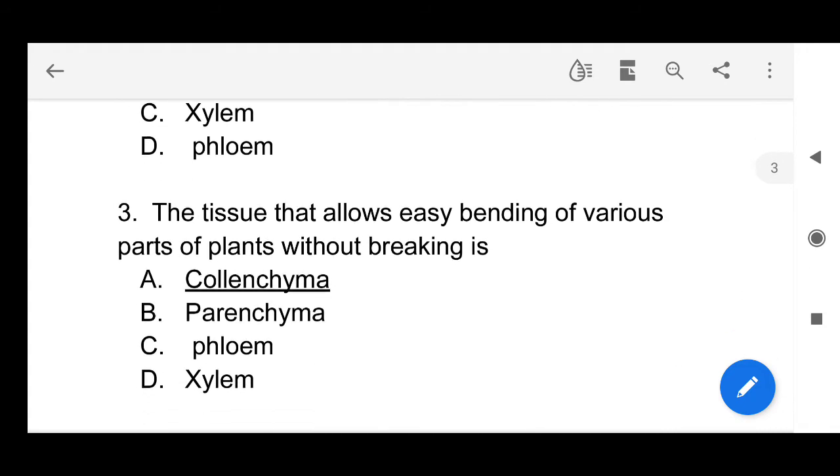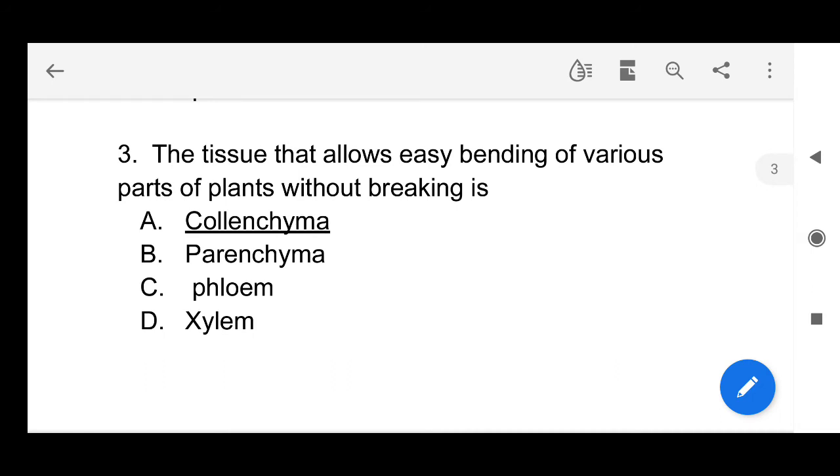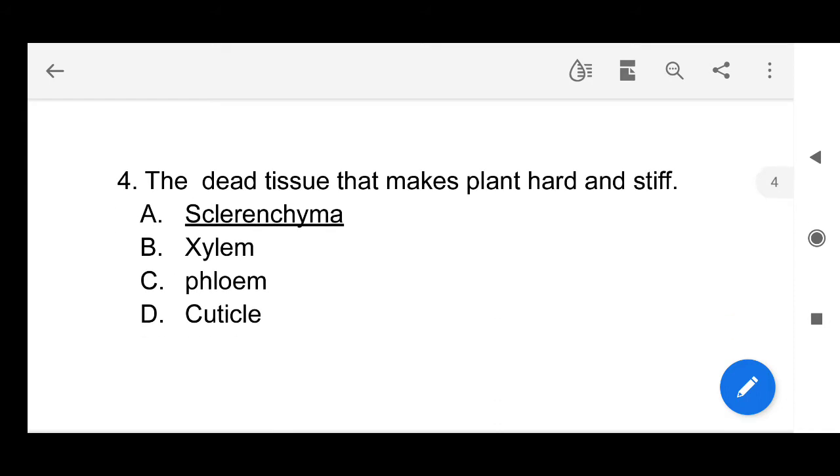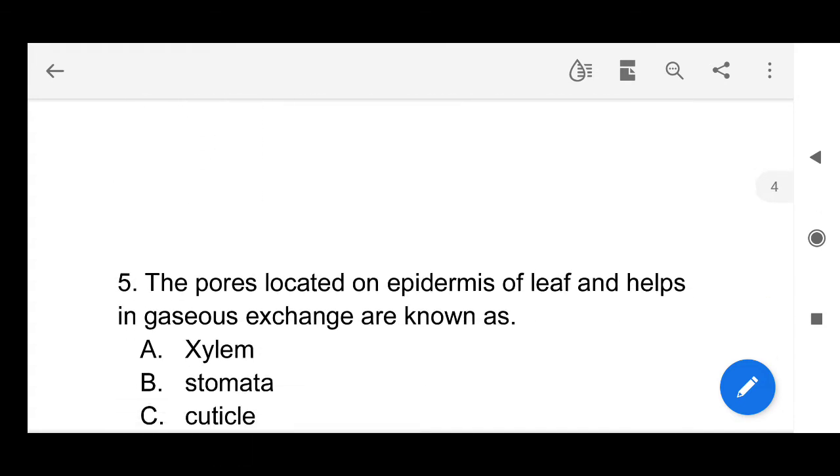So see here, next question, the tissue which allows easy bending of various parts of plants without breaking is collenchyma. So collenchyma helps plants to bend easily without breaking of their parts. So next question is the dead tissue that makes plants hard and stiff. So the answer is sclerenchyma. So sclerenchyma consists of two types of typical cells that are nothing but fibers and sclereids. These are present, for example, in the husk of the coconut shell.